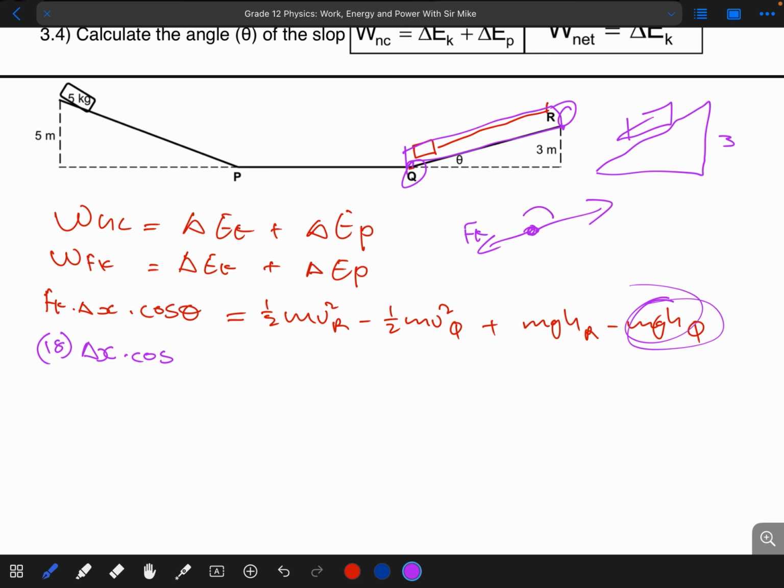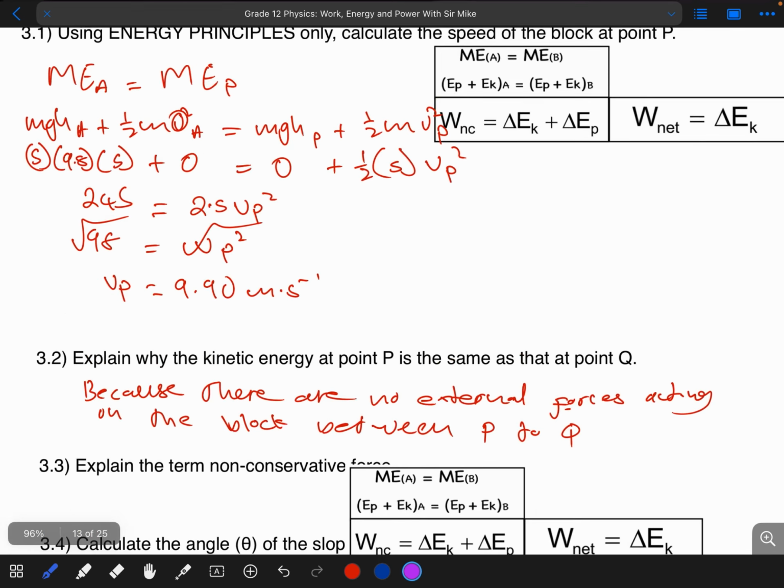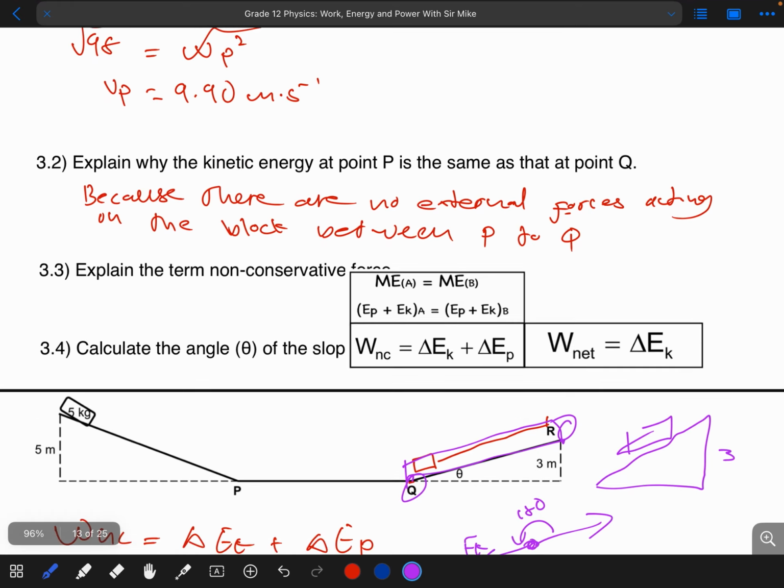So in this case, the angle between these two would simply be 180. So cos of 180 degrees is equal to a half. Now again, remember what I said, this is actually going to give us a 0 there. So it will simply be 0, right? In this case, 0 plus minus a half multiplied by the mass, that's 5, multiplied by the speed of the object at point Q, which we found to be 9.